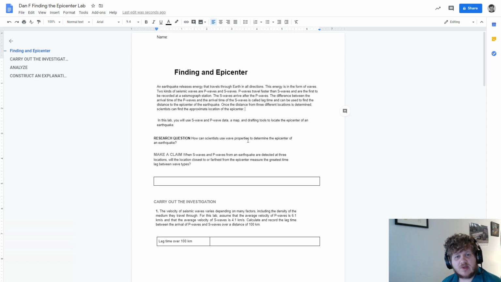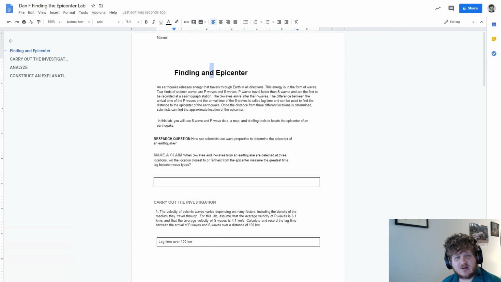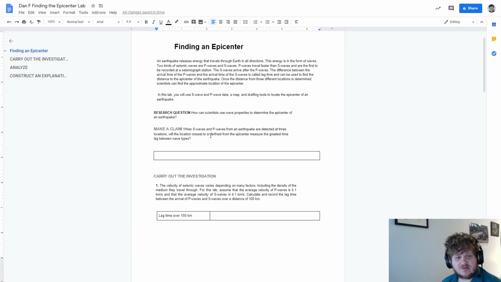So today what we're going to be doing is working on a project where we're finding an epicenter of an earthquake. This is sort of a little bit of a lab. To start off, you're making a claim based on your P waves and your S waves. The first claim is: when S waves and P waves from an earthquake are detected at 3 locations, will the location closest or farthest from the epicenter measure the greatest time lag between wave types?